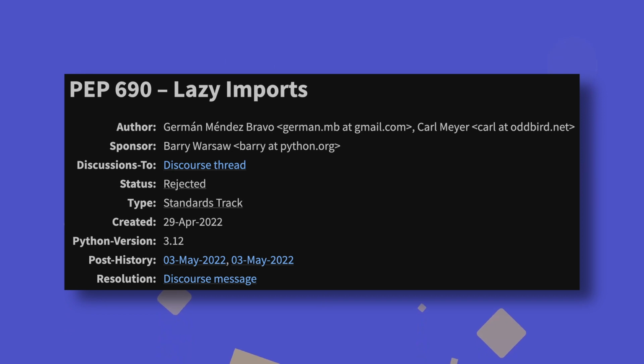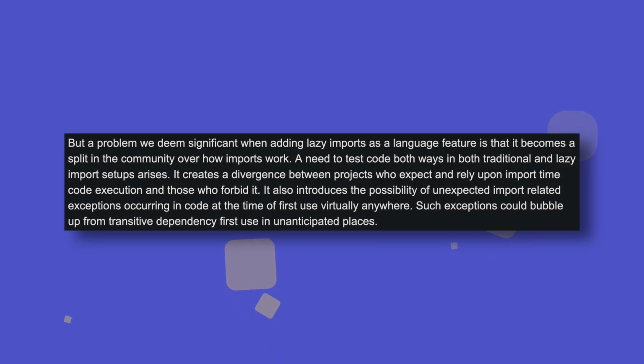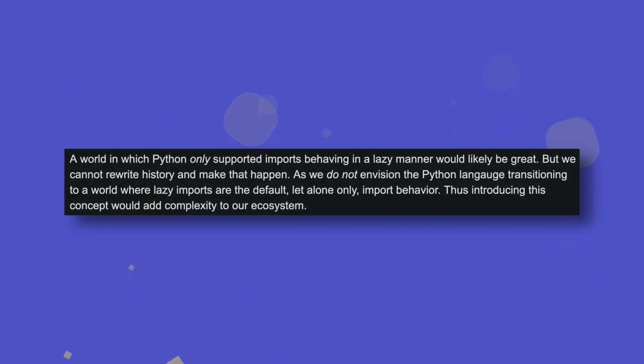Perhaps one of the bigger news stories is the rejection of PEP 690, meaning lazy imports will not be making their way into Python 3.12, or potentially any version below 4.0 after all. The main reason for this is the need to support and test for both methodologies, with mixes of dependencies that rely on lazy imports and others that rely on eager imports potentially being capable of causing huge problems. It has been noted though that a world where Python uses only lazy imports would be ideal, so maybe something to earmark for Python 4.